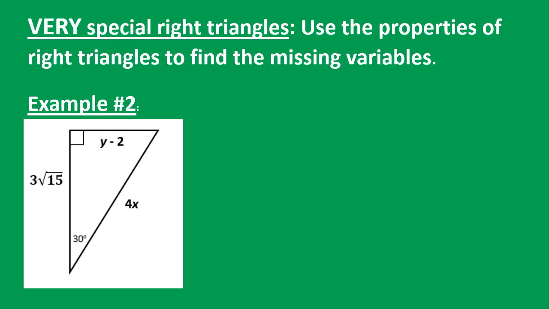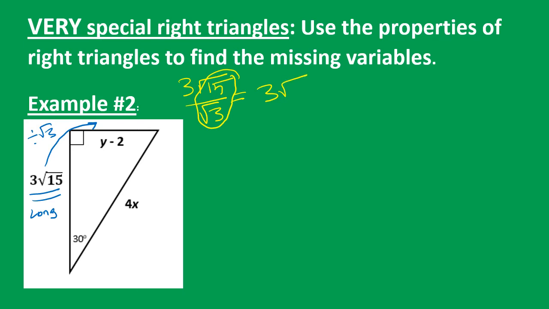And I mean the hypotenuse, because we already know the long leg. All right, so here's my long leg. If I want to go backwards, remember everything revolves around the short leg. I'm going to divide by the square root of 3. So if I take 3 square root of 15 and I divide by square root of 3, I can't do anything with the 3, but square root of 15 and square root of 3 will reduce to square root of 5. So that tells me that my short leg here is 3 square root of 5.